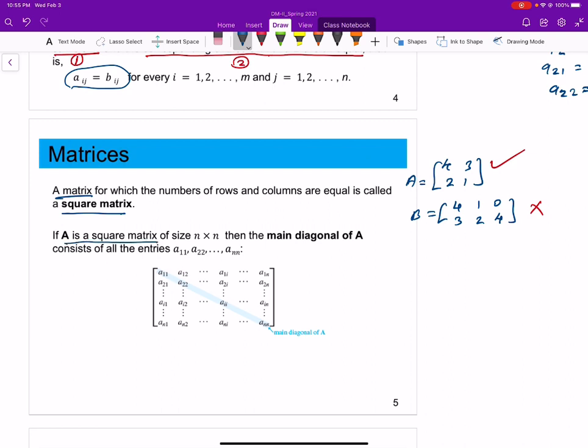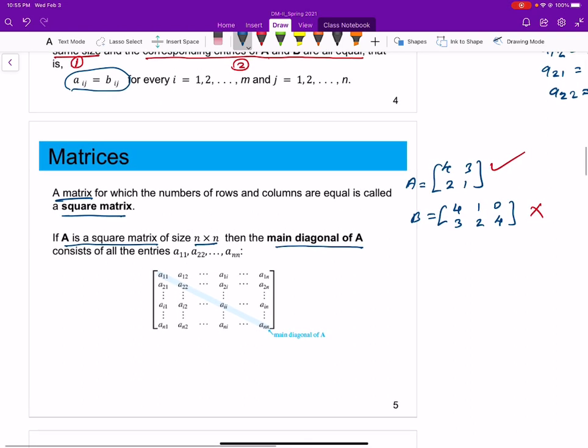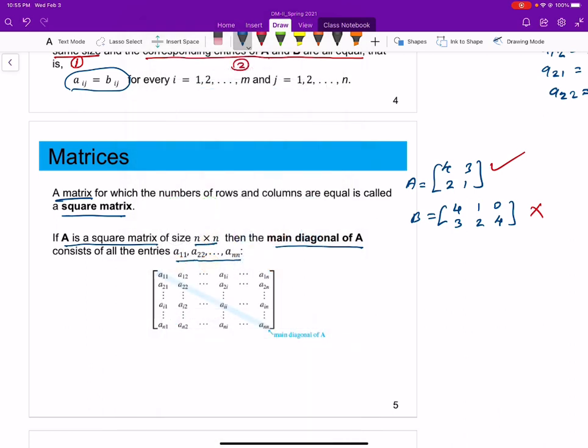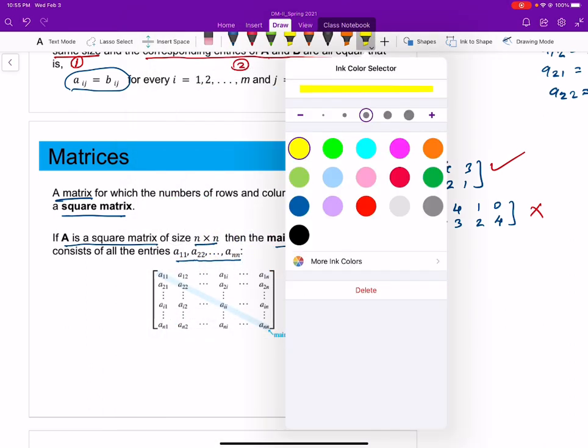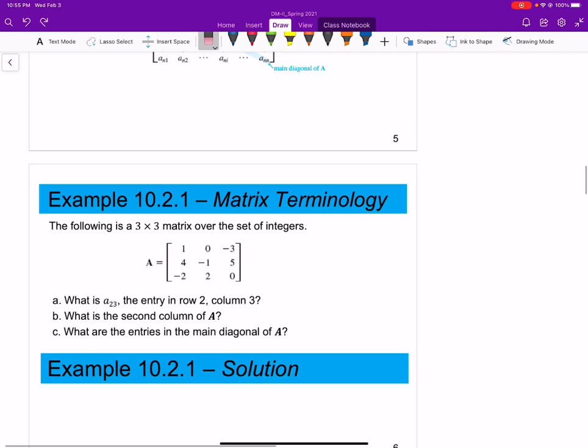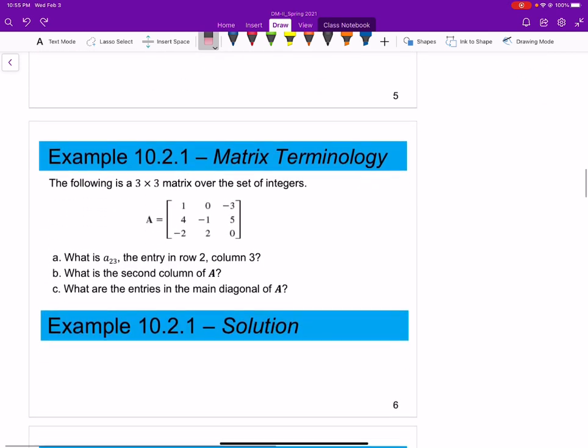If A is a square matrix of size n by n, then the main diagonal of A consists of all entries A11, A22, and so on, up to Ann. That is called the main diagonal. It's marked in blue. That's the main diagonal. Alright, so let's go to the next slide.